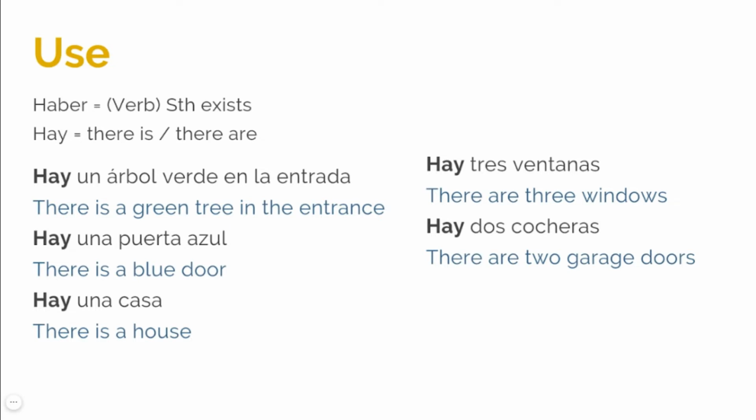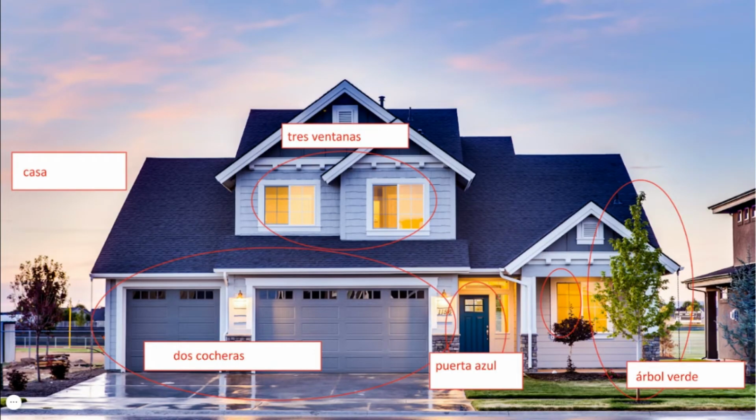As you can see, all these are singular nouns. On the right side, hay tres ventanas. Hay dos cocheras. This is a plural. As you can see, there is no difference. When you are describing something or when you are mentioning that something exists in the present moment, you use the word hay, either for plural, masculine, feminine, singular. Okay? And here is a picture of what I was describing.